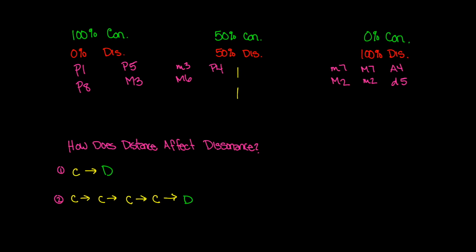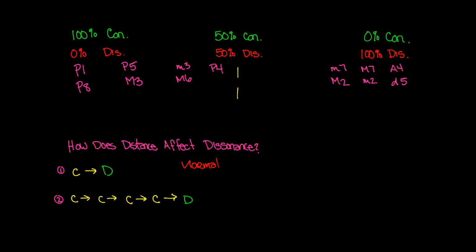Now let's look at how distance affects dissonance. If I had just a note that was from C to D, well, this is just our regular amount of dissonance, right? This is nothing special here. So this is just normal. But what if I had a note that was C to an octave up C, to another octave up C, to another octave up C, and then to D?